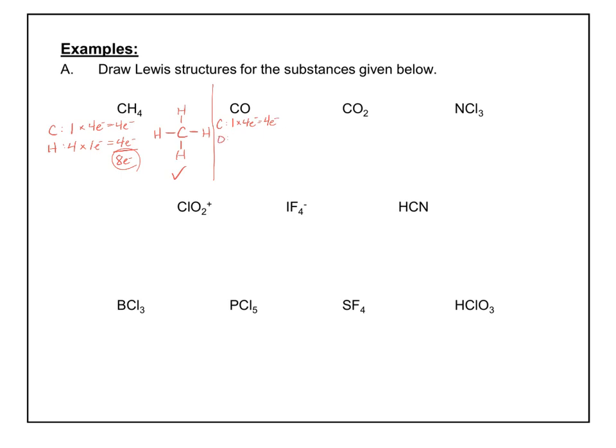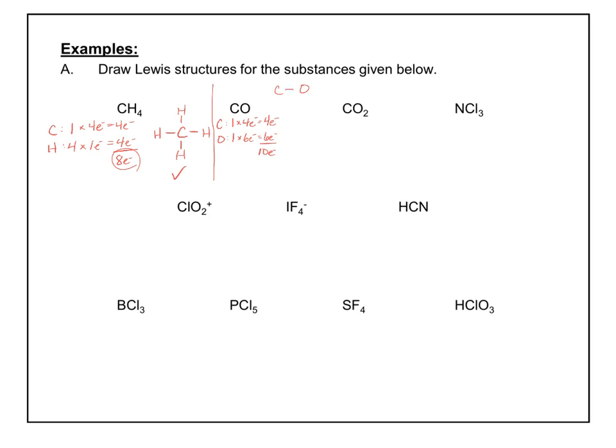Oxygen's in group 6, so it has 6 valence electrons. And if I add everything up, I have 10 valence electrons. Now, the skeletal arrangement for CO is pretty easy because there really isn't a central atom. I'm actually going to draw this up top here so I have more room. Okay, so I start by just connecting the 2 atoms together with a single bond.